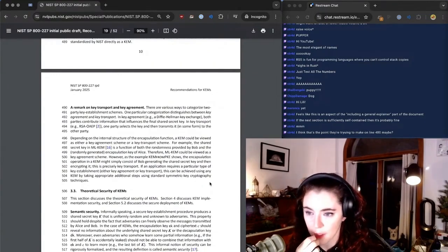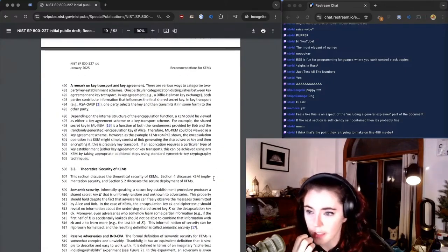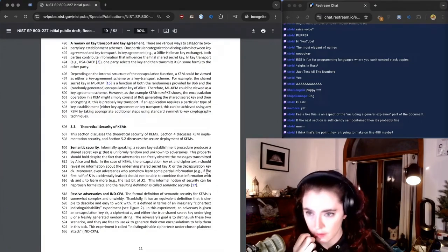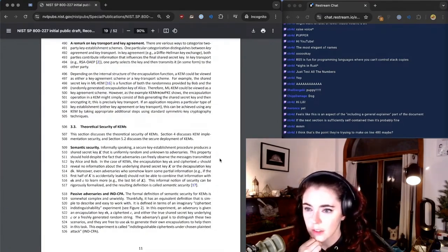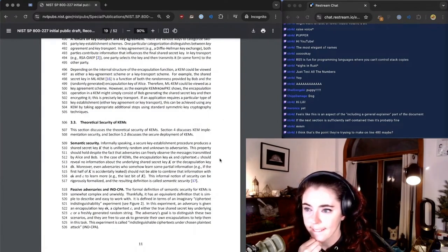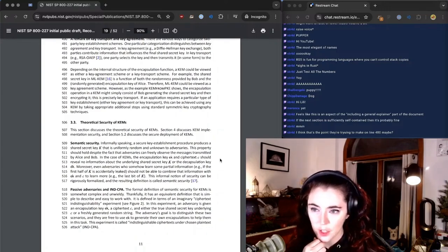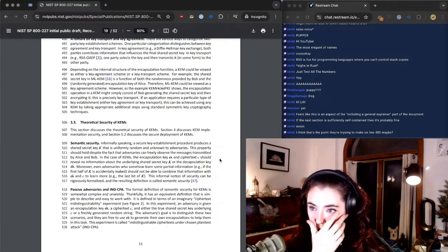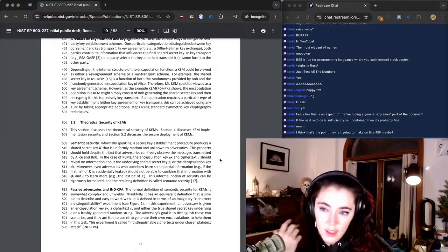Key transport is when one party selects the key and then transmits it in some form. Yes, agreed. Depending on the internal structure of the encapsulation function, a KEM could be viewed as either a key agreement or a key transport scheme. Yes, exactly. Very good, NIST. The shared secret key in a normal KEM is a function of both the randomness provided by Bob and the randomly generated encapsulation key of Alice. Therefore, ML-KEM can be viewed as a key agreement scheme. I agree. As an example, a KEM for PKE shows the encapsulation operation, and a KEM might simply consist of Bob generating a secret and then encrypting it. This is precisely key transport. Yes. Okay, fine.